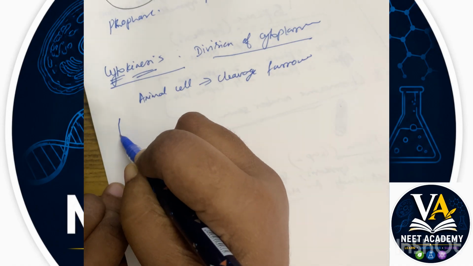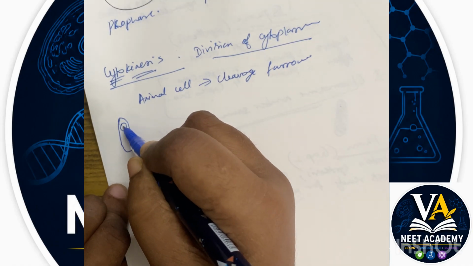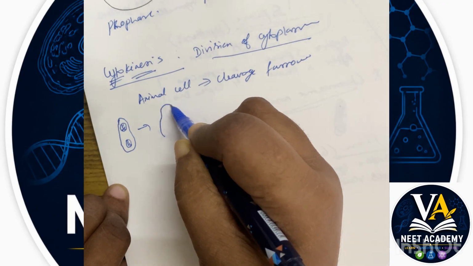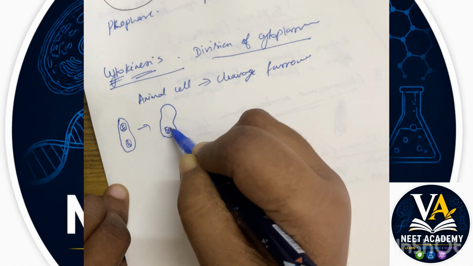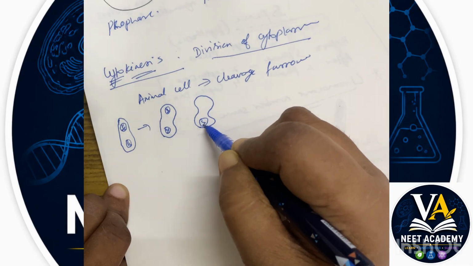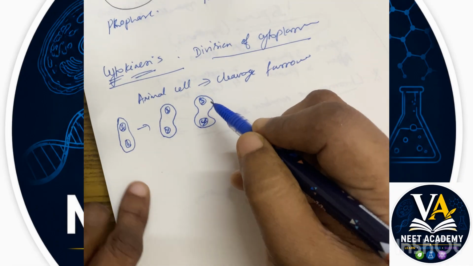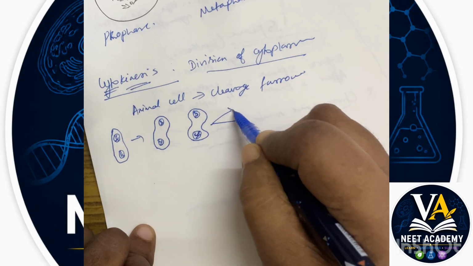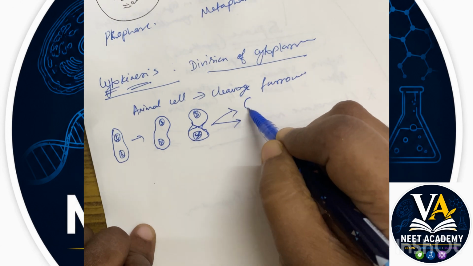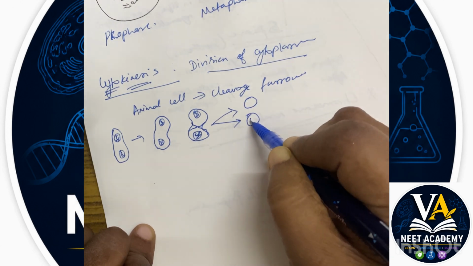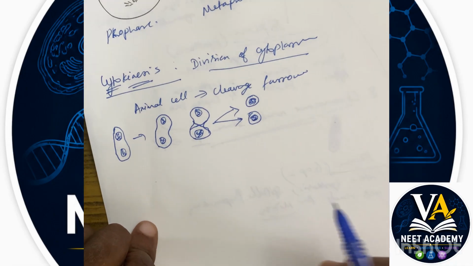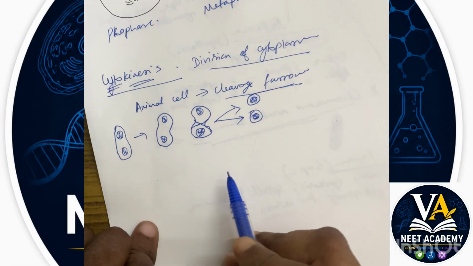For example, now suppose this is the cell which has received the two chromosome sets at the two poles. Now, the cleavage furrow will start forming. This is how the cleavage furrow starts forming, and this cleavage deepens further, causing the two cells to divide and each cell receiving one nucleus with the chromosomes. So, this is how the cleavage furrow happens in an animal cell.